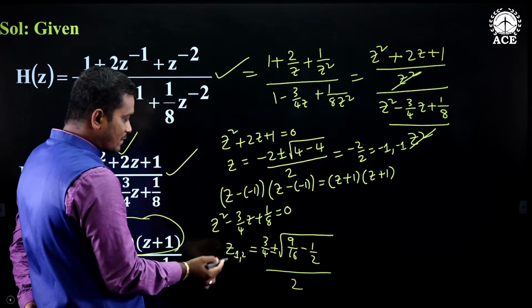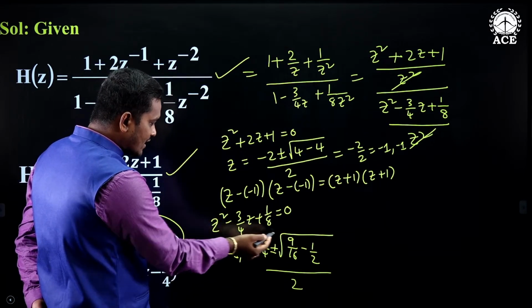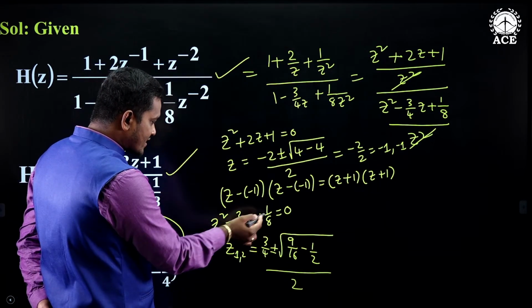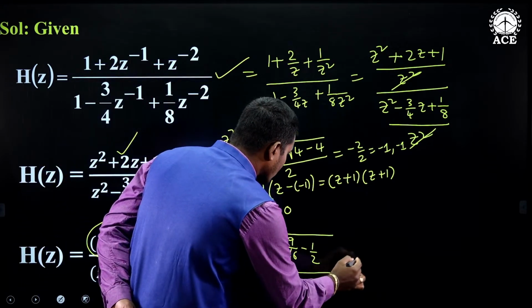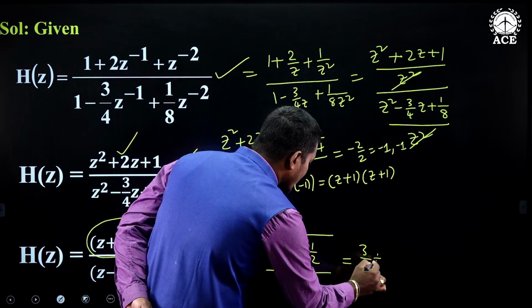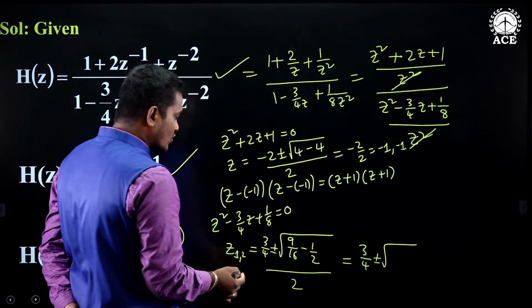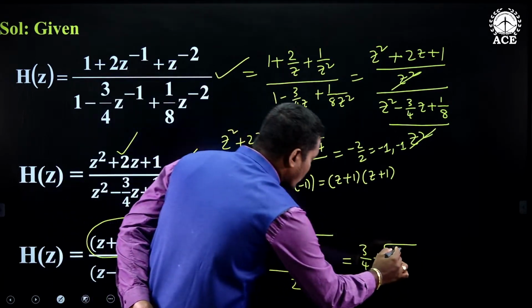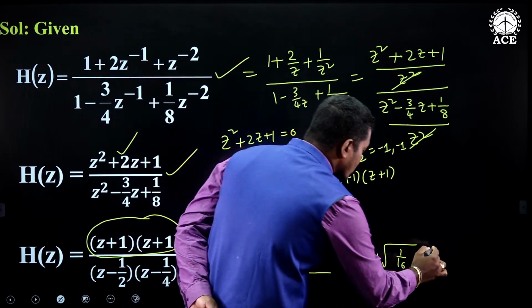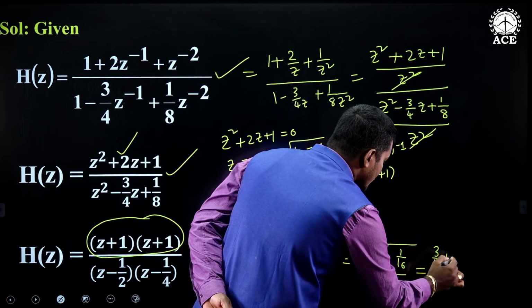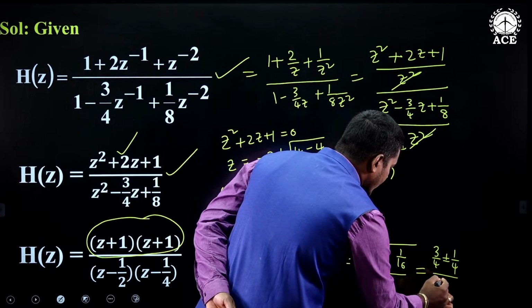See, minus b means 3 by 4 plus or minus square root of b square, 9 by 16 minus 4ac, 4 into 1 by 8 means 1 by 2 by 2 into 1. So this is equal to 3 by 4 plus or minus square root of, how much is it going to be? 9 minus 8 means 1 by 16, divided by 2. So this is equal to 3 by 4 plus or minus 1 by 4 divided by 2.